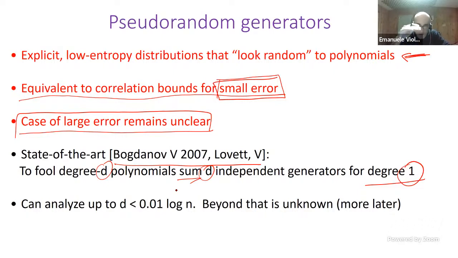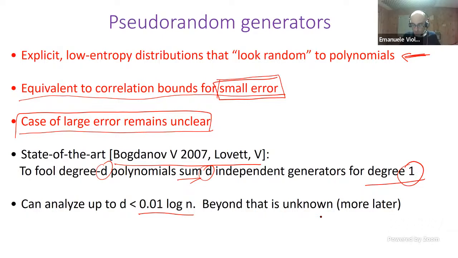You just take d copies of generators for degree 1 and you sum them. And this actually can be analyzed for degree a small constant times log n, but beyond that is unknown. So it's conceivable that this thing works for any degree, like degree n to the epsilon, and it can never be, a breakthrough result, but nobody can prove it or give a counterexample. And I'm going to discuss this thing later because of some recent work.